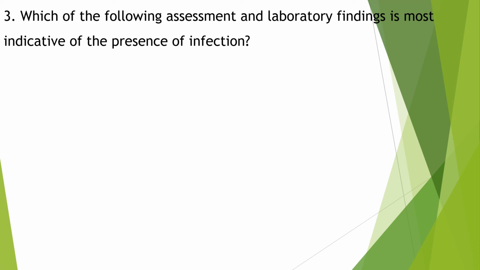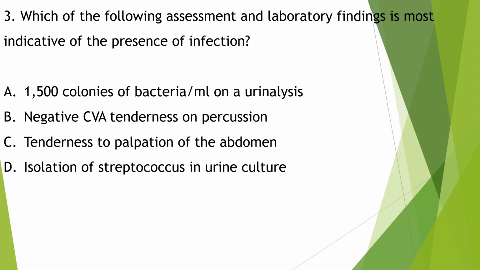Which of the following assessment and laboratory findings is most indicative of the presence of infection: 1500 bacteria per mL on a urinalysis, negative CVA (costovertebral angle) tenderness on percussion, tenderness to palpation of the abdomen, isolation of streptococcus in urine culture?